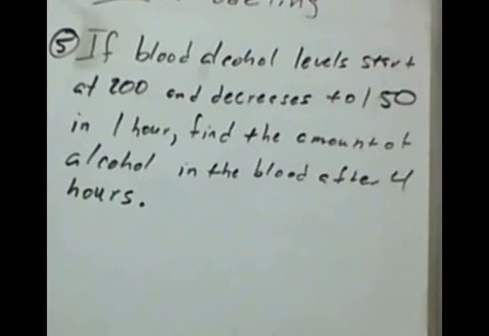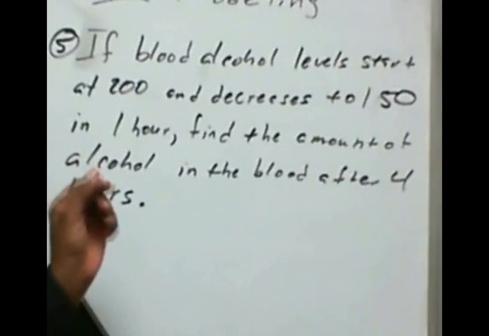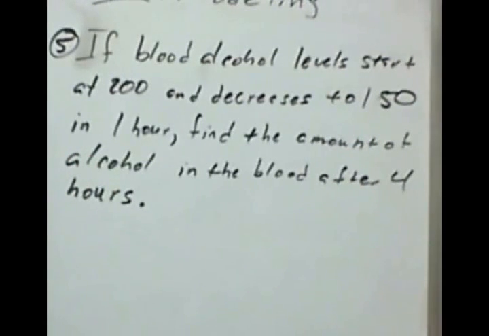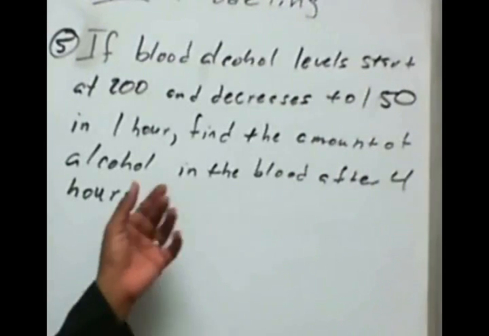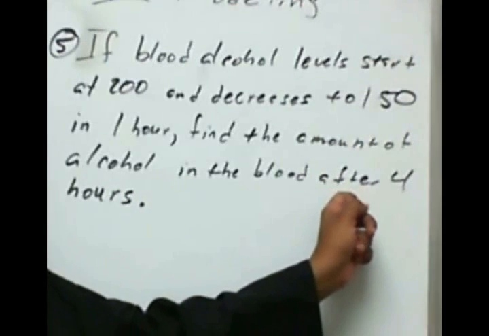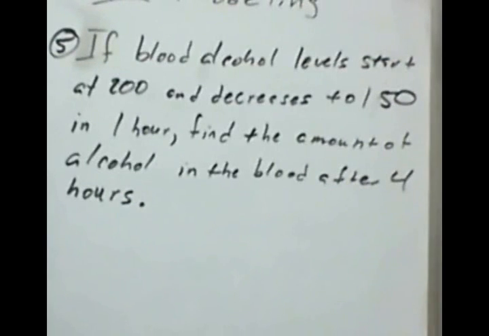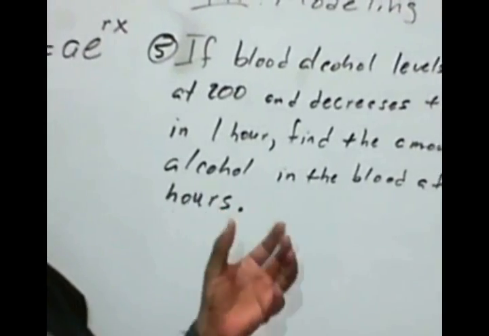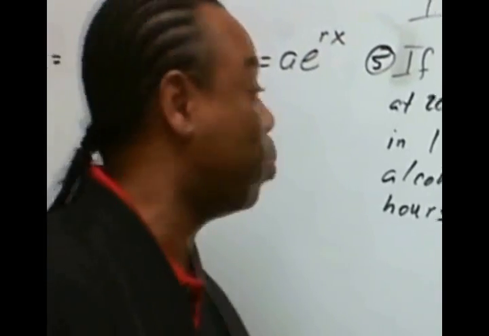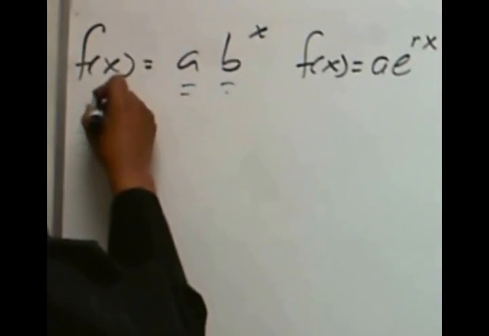Number 5. If blood alcohol levels start at 200 and decrease to 150 in 1 hour, find the amount of alcohol in the blood after 4 hours. To find the amount of alcohol in the blood after 4 hours, we need an equation that models the alcohol decline. So we're going to create that model by getting values for input and output. So let's start here.